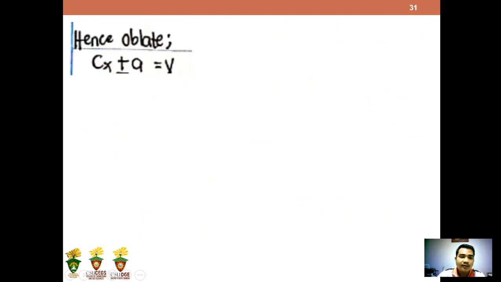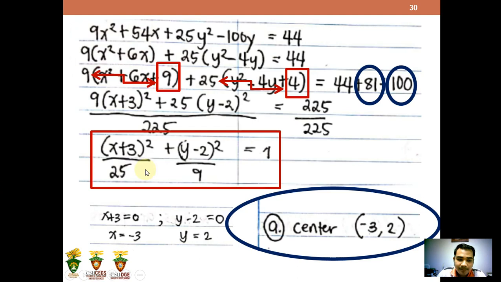Since our ellipse is oblate, because it is flattened, its semi-major axis or major axis is parallel to the x-axis. Therefore, to get the vertices, from the center x and y, we just add the value of a to the center x. To get the value of a, remember that this is a squared.